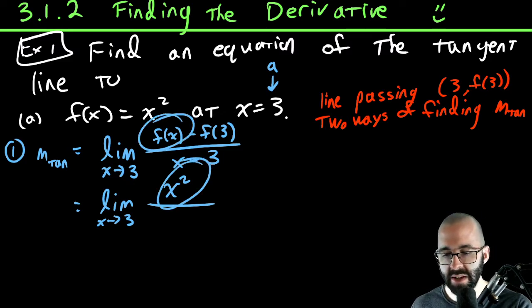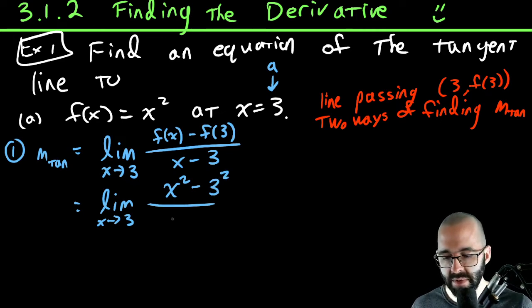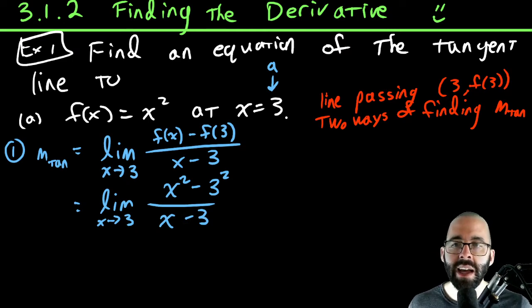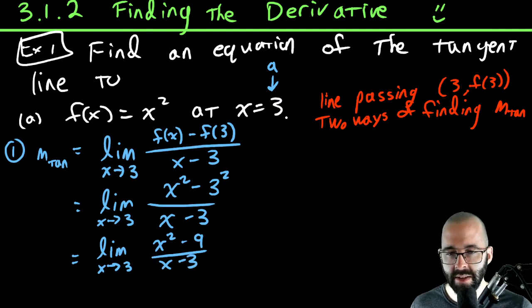f of x is x squared, so we replace. Minus f of 3. That's the function value at 3. It's going to be 3 squared. And the denominator doesn't change. And again, we can't use direct substitution. We'll get 0 over 0. We have to keep simplifying. This is the limit as x approaches 3 of x squared minus 9 over x minus 3. We're getting closer. We've seen limits like this before.